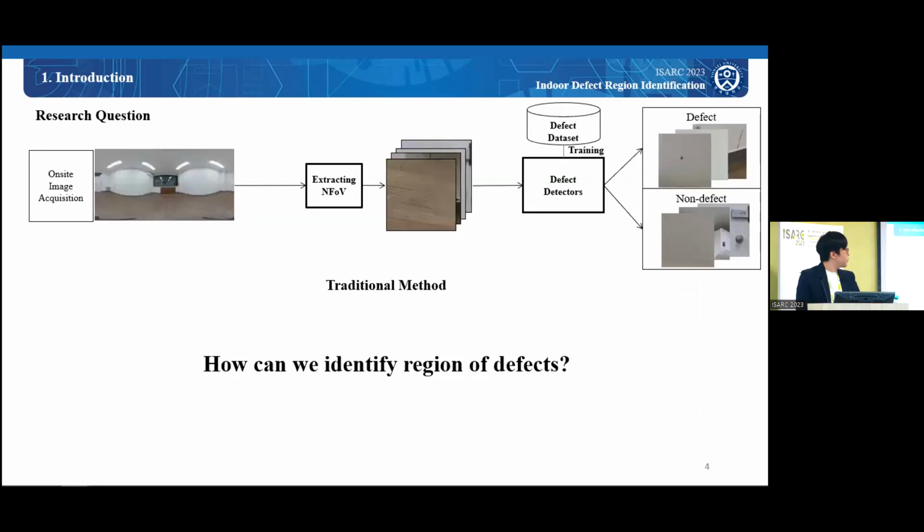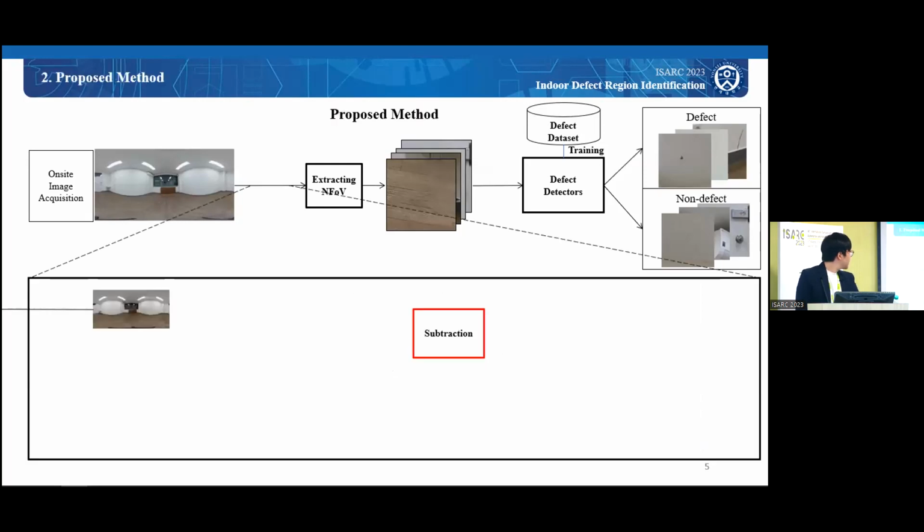So my research question was, how can we identify regions of defects? We considered that subtracting images could be one possible solution. Let's say we have a clean and perfect version of the indoor space image. Then the remaining part after subtraction could be considered a possible region of defect. So we acquired this image from the BIM model, leveraging photorealistic rendering tools.